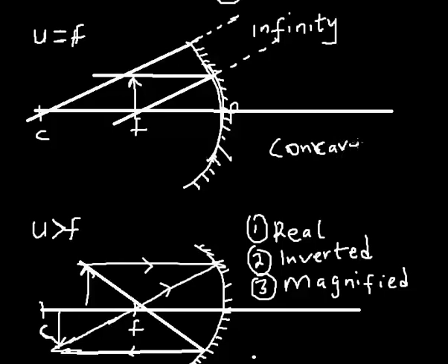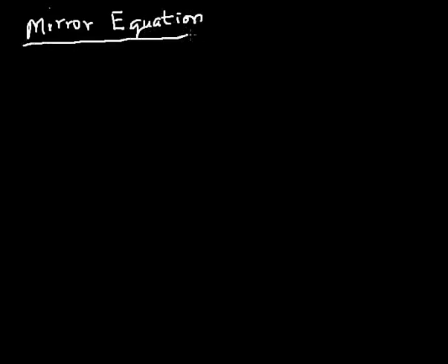So we're going to look at that of a convex mirror. But before then, let's study our mirror formula, or the mirror equation, one more time, because we have to solve some questions. Mirror equation: 1 all over f equals 1 all over u plus 1 all over v.